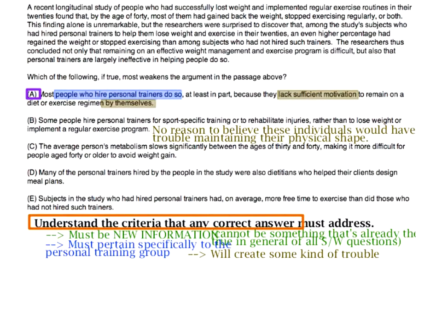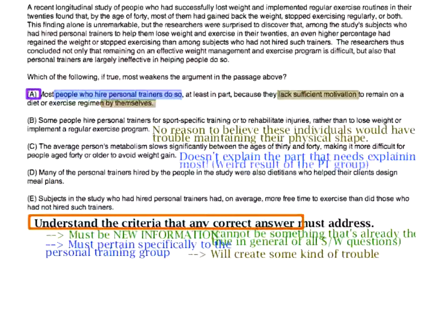Same thing with C. C is a general fact. C doesn't have anything to do with the personal trainer group specifically. So this explains why the researchers already accept what they accept. Like this explains the part that it's hard to stay on a program. But this doesn't explain the part that needs explaining the most, in other words, the weird result of the personal training group. It doesn't explain that. So that's the whole point, is trying to explain that.